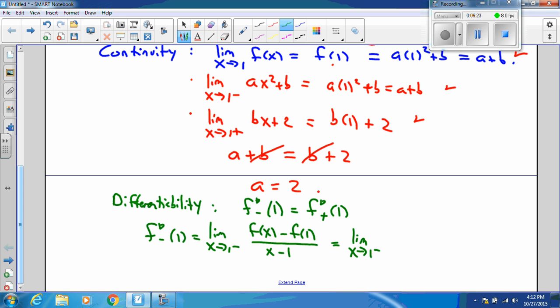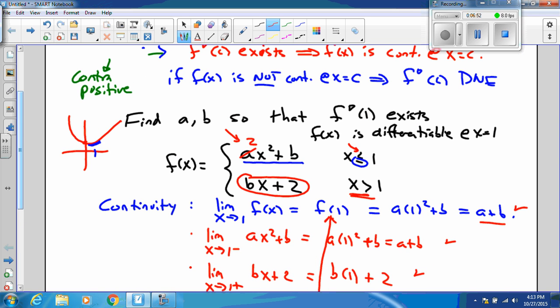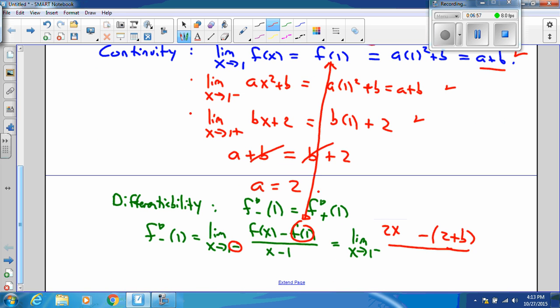Now, when I compute that, I have an advantage because I already figured out f of 1 back up here when I checked the continuity condition. And so I can substitute that directly, and f of 1 was equal to a plus b, which I now know is equal to 2 plus b, because I know the value of a. And f of x, for x's that are less than 1, go back to our piece right here, f of x is going to be equal to 2x squared plus b.